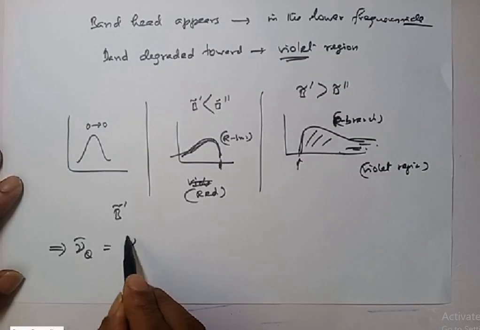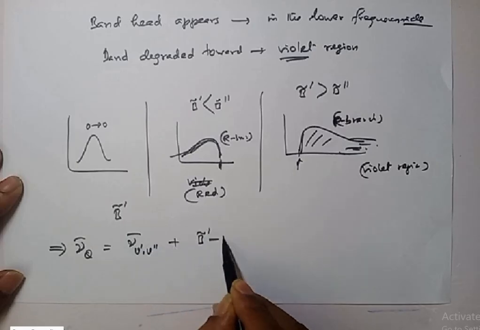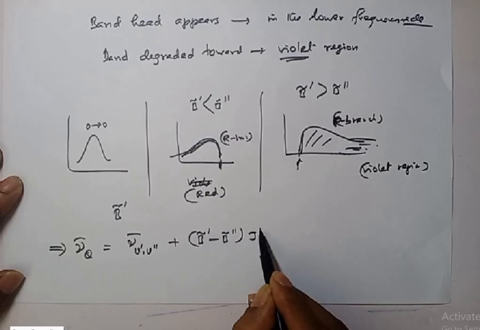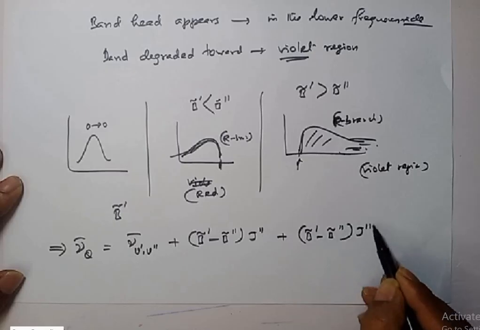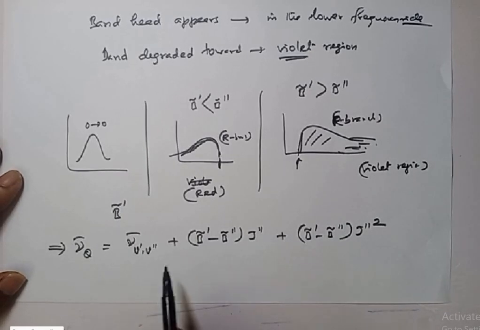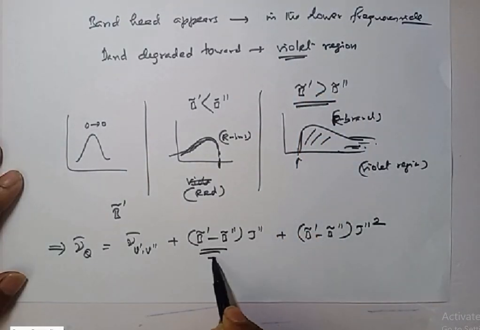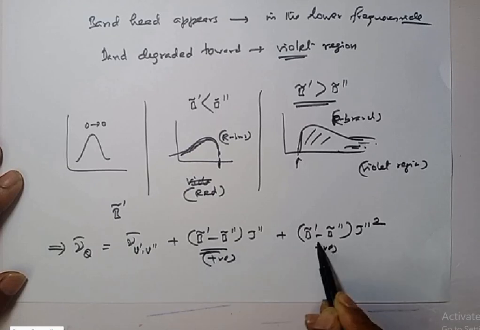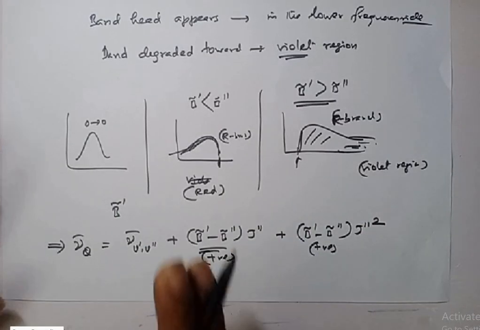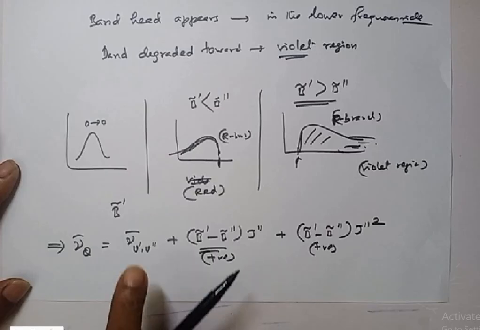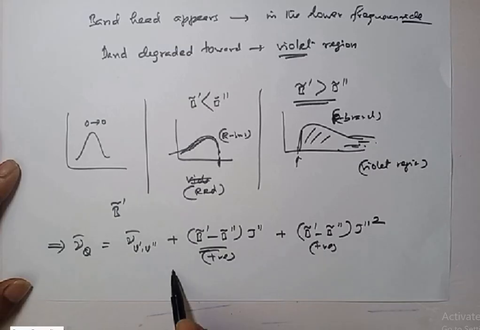See, Q branch, what is the formula? Band origin plus (B prime plus B double prime) into J double prime plus (B single prime minus B double prime) into J double prime square. Correct? Now listen, for this case, B prime is greater than B double prime, so this is positive. This is also positive. If both are positive, as J double prime increases, where will we get the Q branch? Whether it will appear in the lower side of, yes.